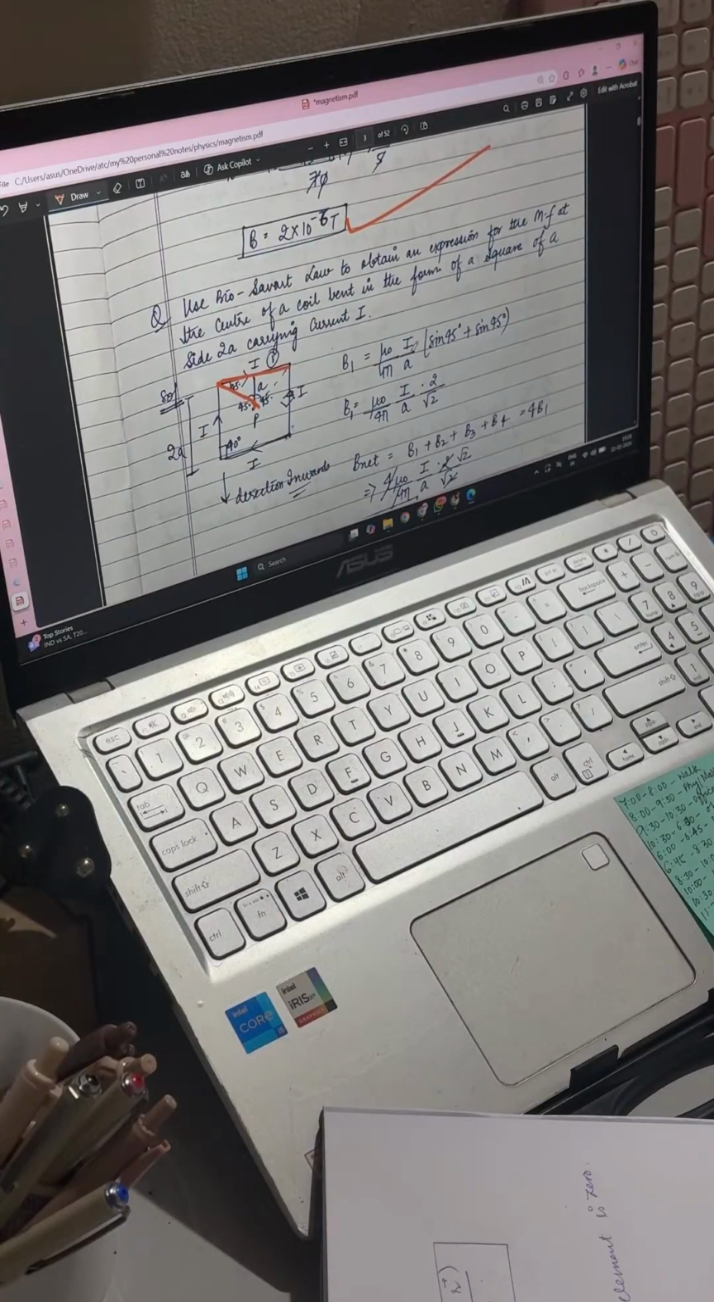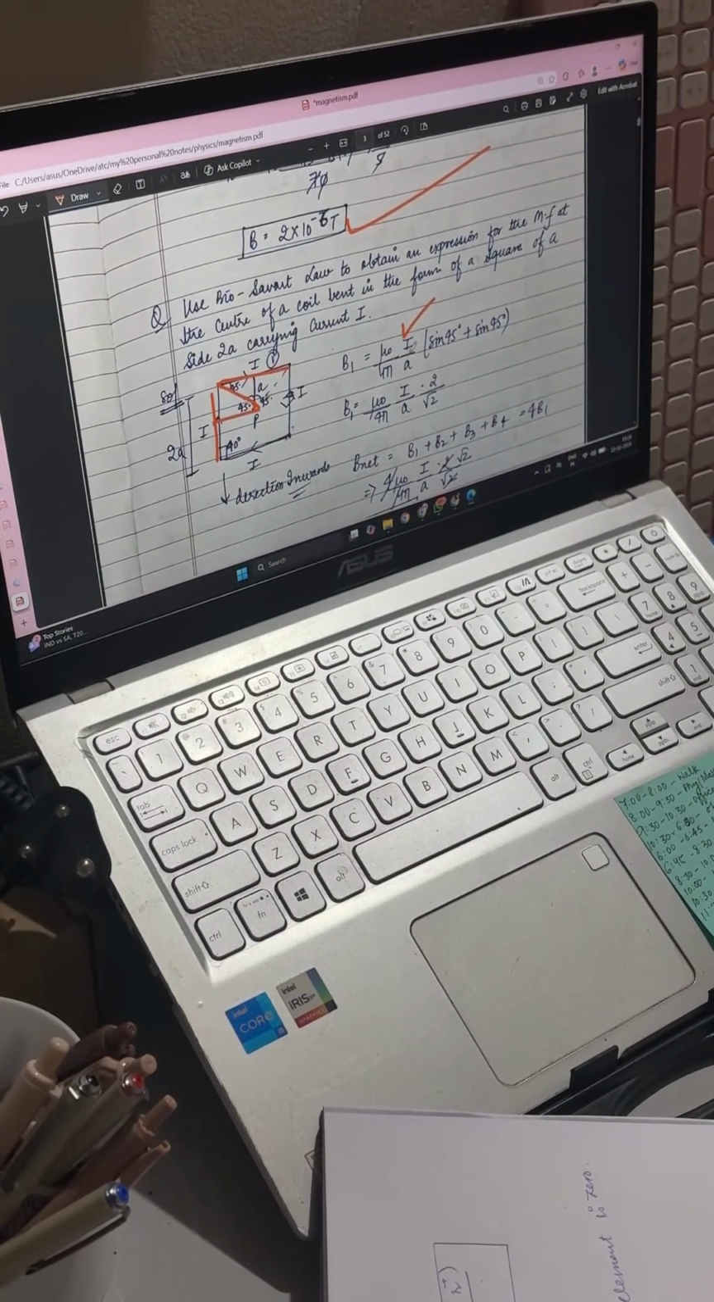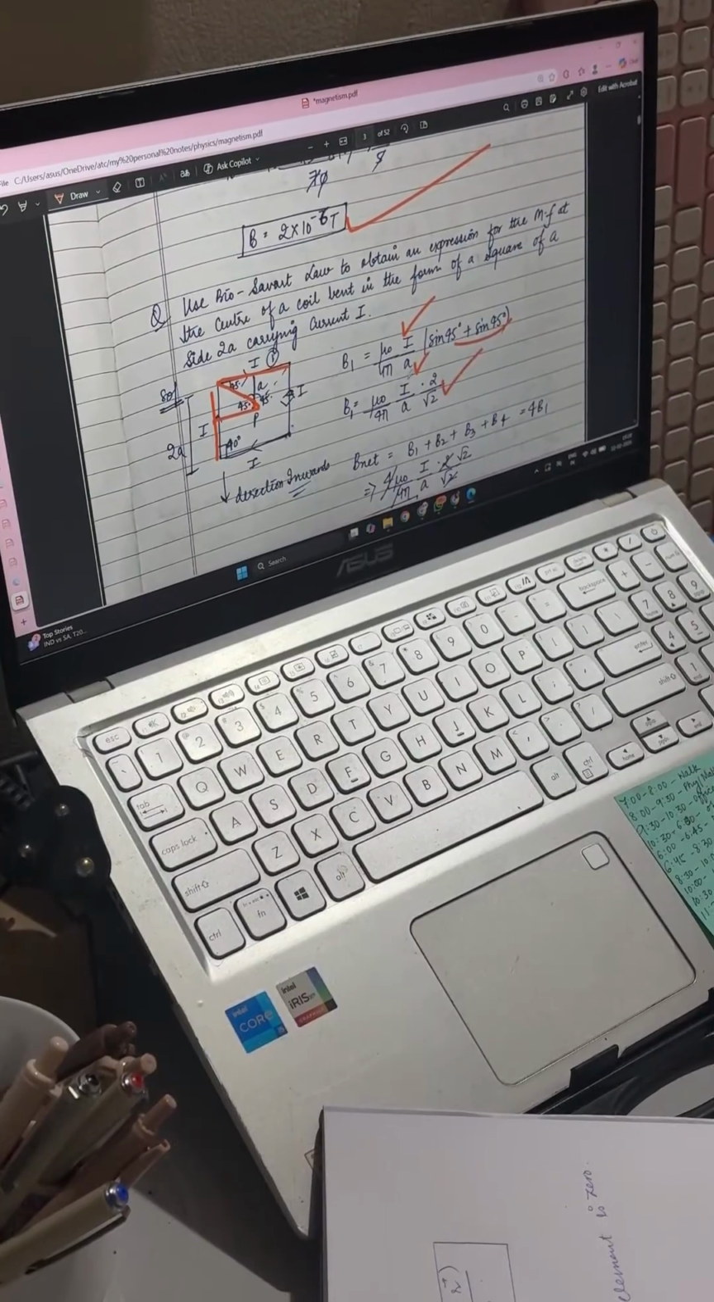Correct? Now if we talk about I, it is saying current is I only. But the side they are talking about is A. But we need this A, the actual distance from the center. So if this whole side is 2A, then the half becomes A. So that's how we get A here. This becomes 2 by root 2, and that's how we get one point, that is B.